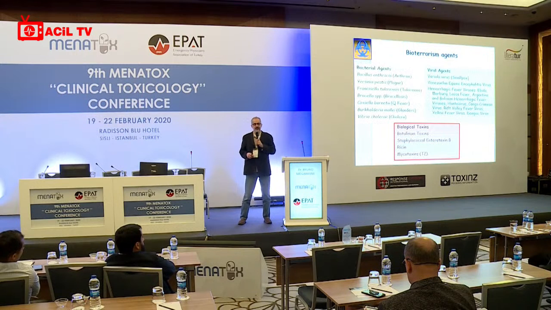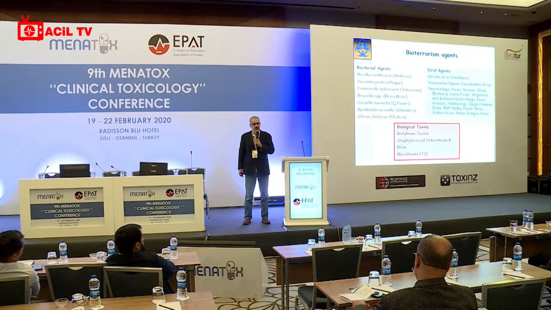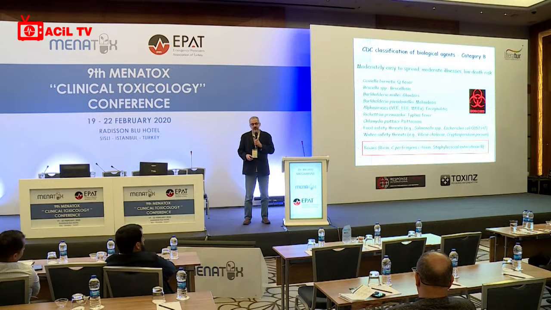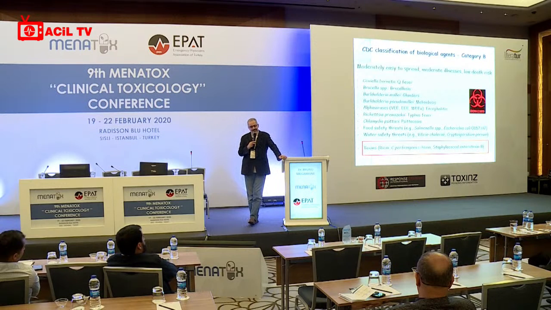So ricin is a bioterrorism agent. It's, of course, a biological toxin, and you see that bioterrorism agents include not only bacterial, but also viral and biological toxins, like botulinum toxins and ricin. Ricin is classified by CDC in the B category. That means that it is moderately easy to spread. It is responsible for moderate illnesses with a relatively low death risk.